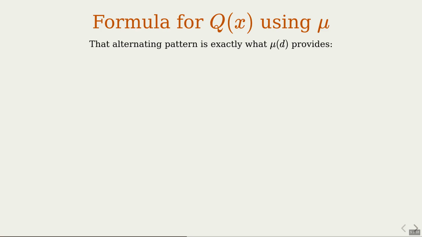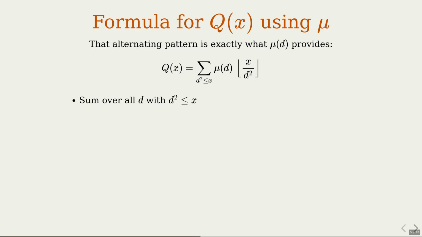Here is the compact formula that Möbius gives us for counting square-free numbers. We sum over all positive integers d whose square is at most x. For each d, we take mu of d times the number of multiples of d squared up to x, given by the floor of x over d squared. The values of mu decide whether we add, subtract, or ignore those multiples, reproducing exactly the inclusion-exclusion pattern over prime squares. Sum over all d, where d squared is less than or equal to x.